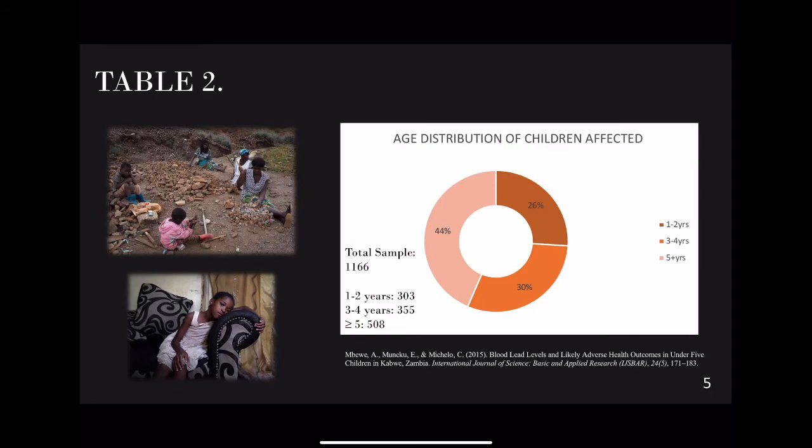Table 2. A study done by the International Journal of Science took a sample of 1,166 children from those 3 townships. All these children had high blood lead levels, and this study found that children of the age 5 and up were more likely affected. This is most likely due to children having more mobility and therefore a higher risk factor in terms of playing in the lead-contaminated soil. The breakdown of the distribution is that ages 1 to 2 was 303 children, 3 to 4 was 355 children, and 5 and above was 508.